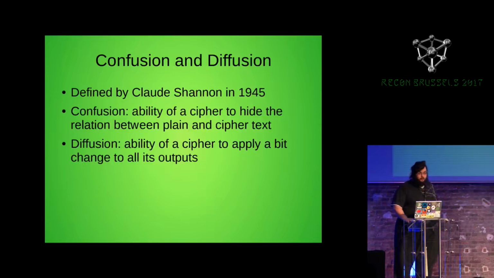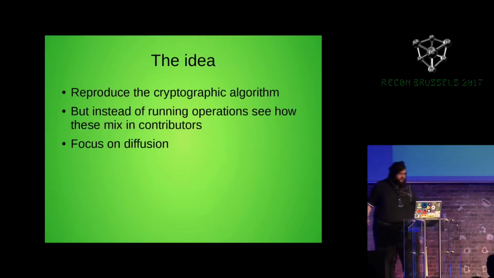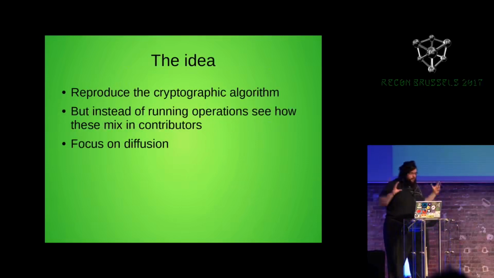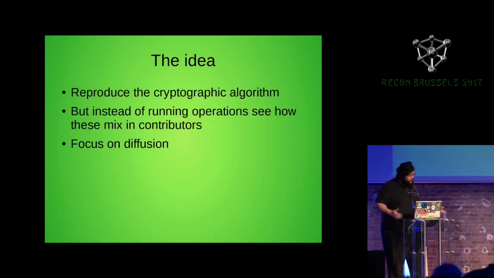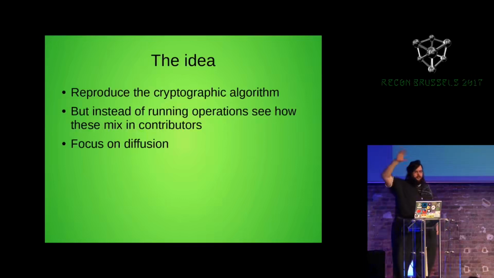No? Well, even if you had, I could not see it because there is really strong light coming my way. Okay, so what is the idea? We want to reproduce the cryptographic algorithm, for example, our implementation of AES or Salsa20, ChaCha20, whatever. But instead of running all the operations, we are going to try to see how the operations mix together the different inputs that we are providing. So therefore, we are focusing on diffusion.